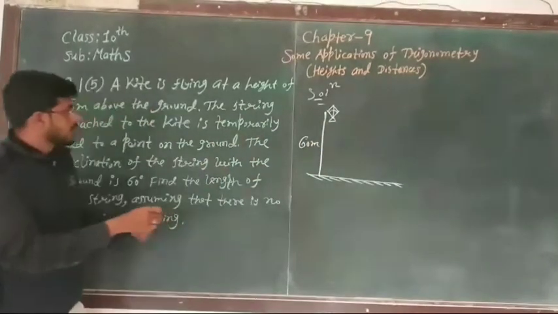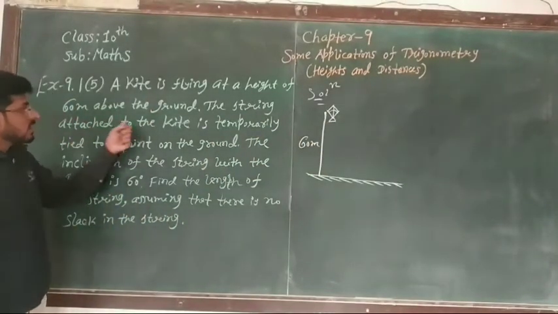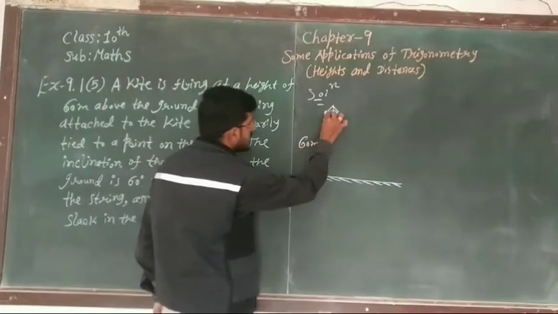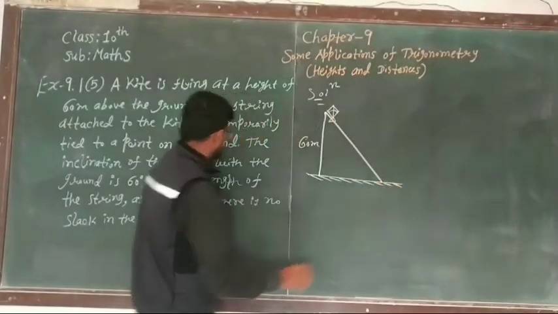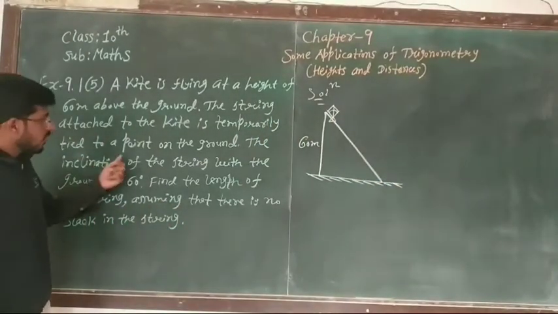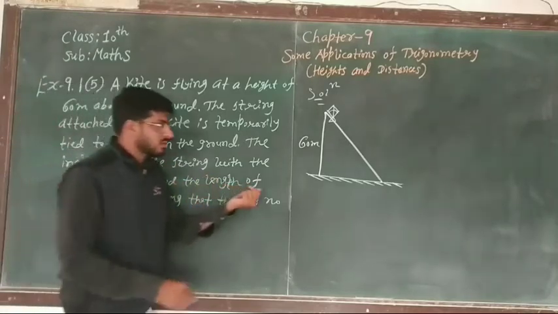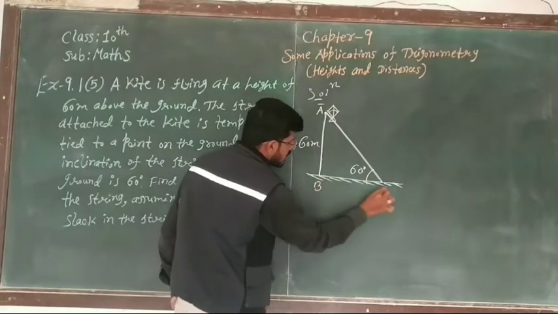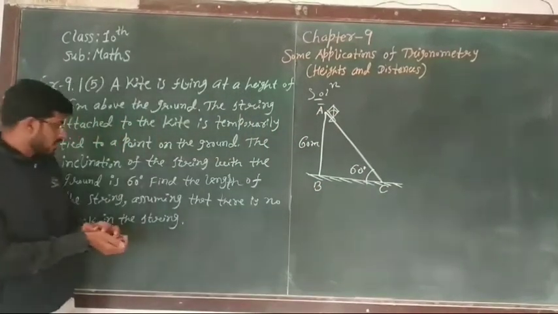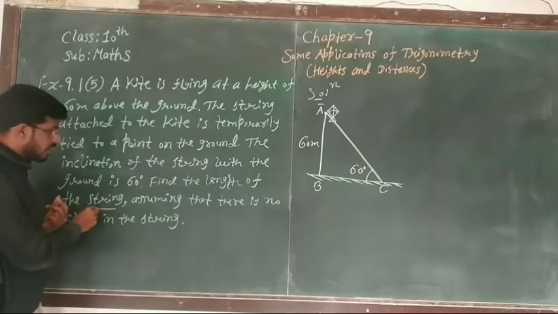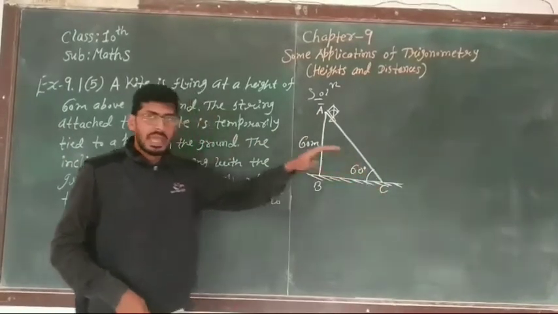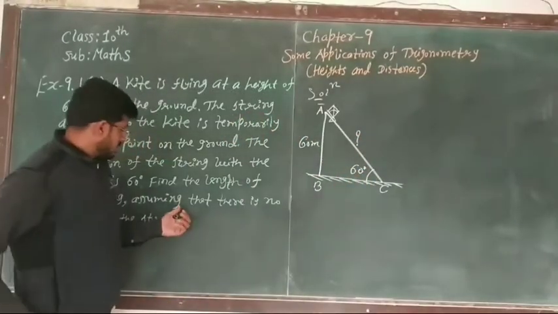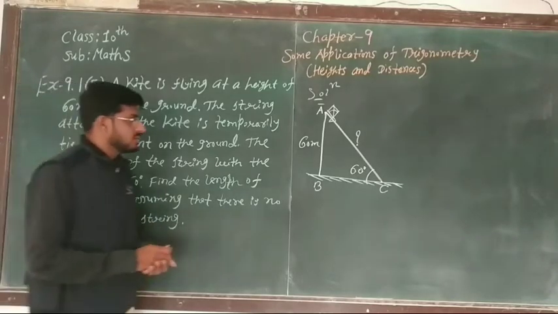Kite is flying. The string is attached to the kite is temporarily tied to the point on the ground. So string is tied here. Inclination of the string with the ground is 60 degree. So here 60 degree is given. Now A, B, C. What we have to find? Find the length of a string. Okay. So it means we have to find the value of AC. AC is the string. Assuming that there is no slack in the string. Okay. It means this is a straight line.